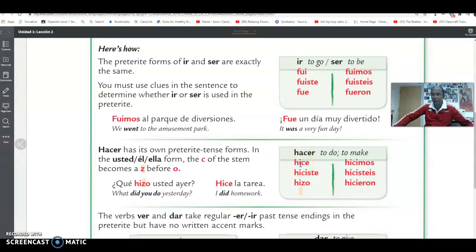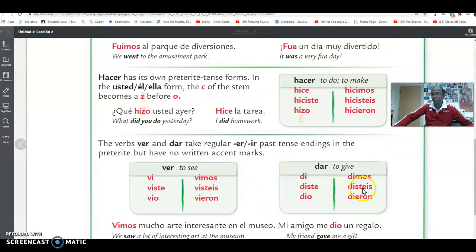Hice, I made, yo hice, tú hiciste, you did or you made. Él hizo, he or she made or did. Hicimos, we did or we made. Hicisteis, using the vosotros form, you all made or did. Hicieron, they did or they made. Remember these verbs? Ver, to see. Vi, viste, vio, vimos, visteis, vieron. Di, diste, dio, dimos, disteis, dieron.